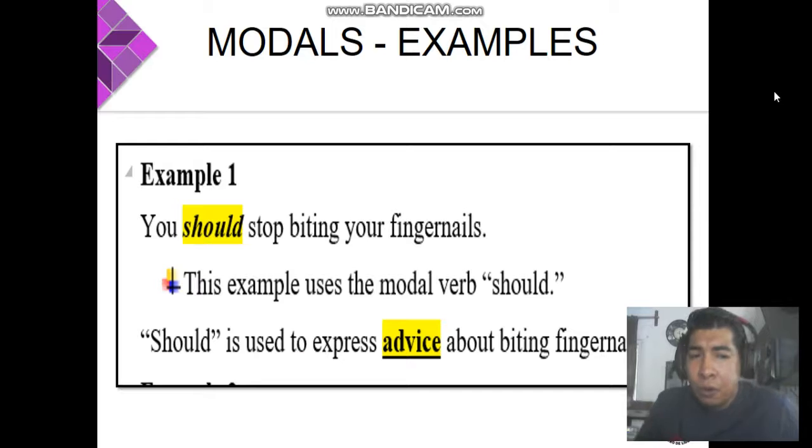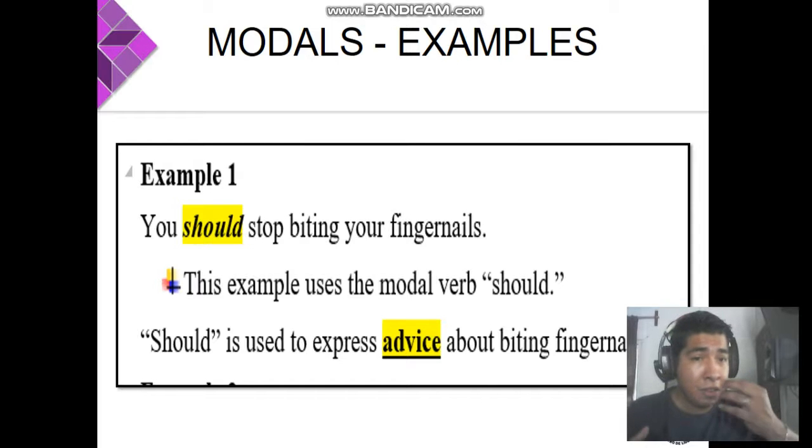Now, let's move on into the examples part, shall we? Vamos a ver el example number 1. Dice así: you should stop biting your fingernails. That means that fingernails son uñas. Now, the modal verb that we use today is should. Should is used to express advice. So whenever you're saying should, cuando usted dice should en una oración, usted está técnicamente dando un advice, un consejo a la persona, en este caso sobre no comerse sus fingernails.